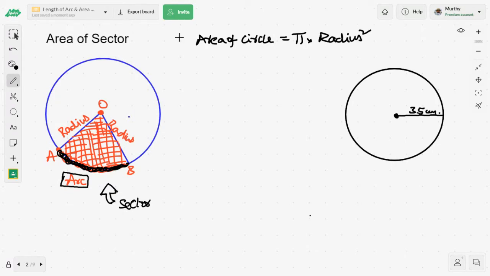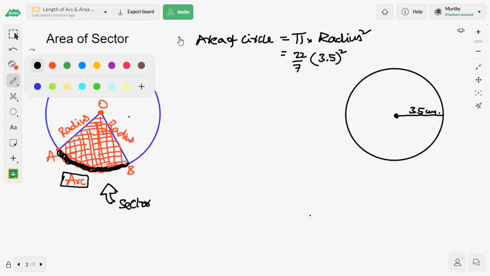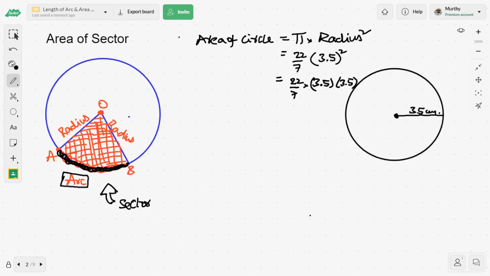Okay, so pi, shall I take 3.14 or 22 over 7? I go with 22 over 7 because 3.5 is divisible by 7. Right, now again, don't be in a hurry to cancel this way. Because first of all, you have to expand the exponents by PEMDAS. So 22 over 7 times 3.5 times 3.5. In fact, there is a high chance of making mistakes when you are dealing with decimals. So let me convert these decimals into fractions. 35 over 10, 35 over 10.